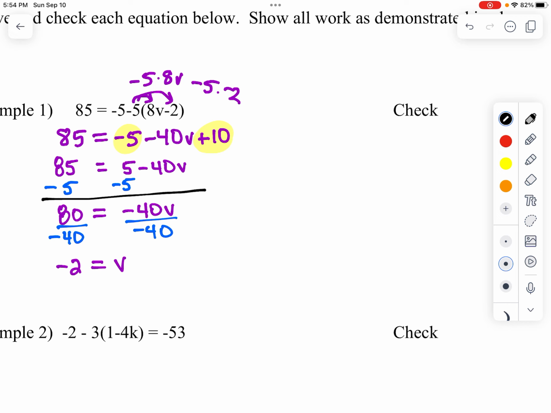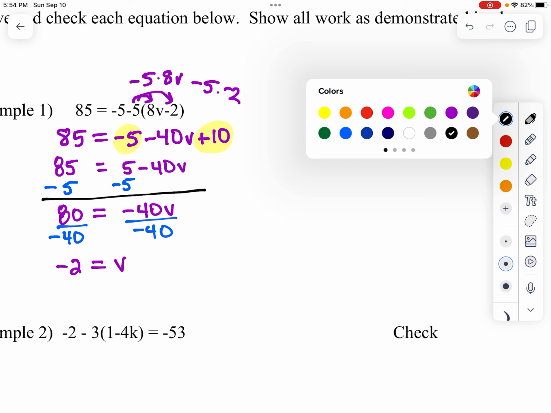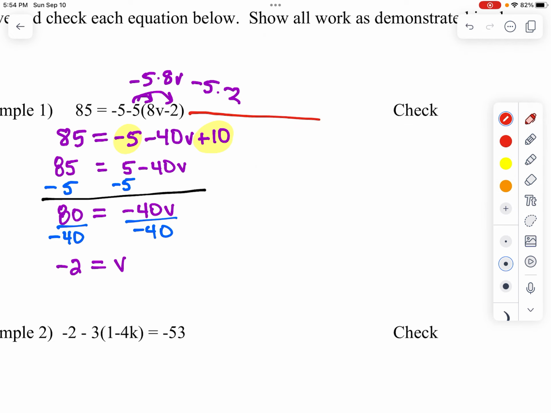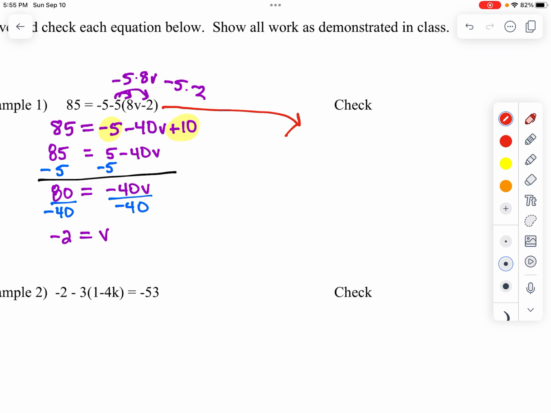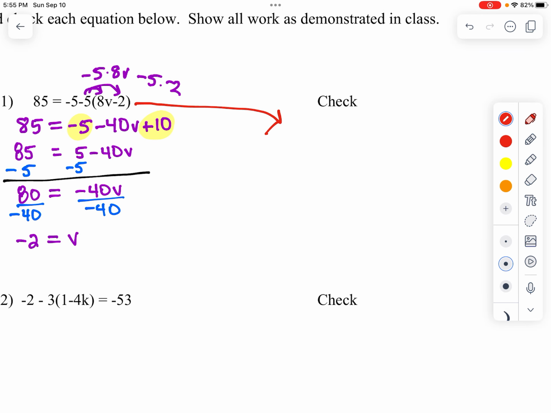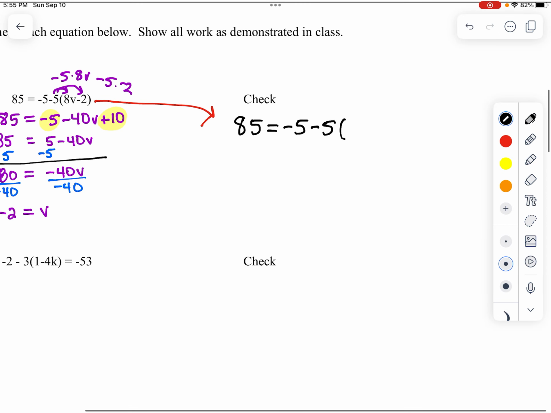So we need to first copy the original equation. I'm going to take the original and I'm just going to copy it down. But instead of the variable, I'm going to substitute in my solution of -2. So I'm going to copy that down. I'm going to write 85 equals -5 minus 5 times 8 times, here comes my solution. I think v is -2. So I'm going to write 8 times -2 minus 2.